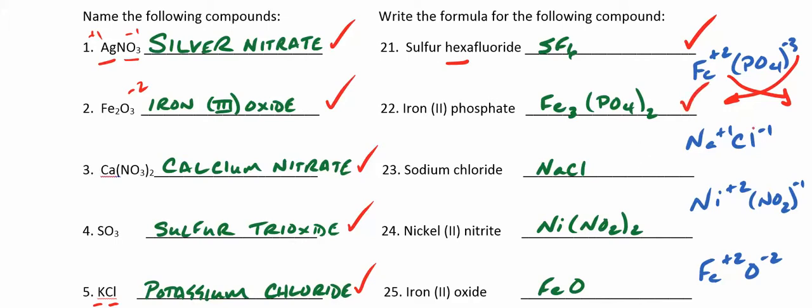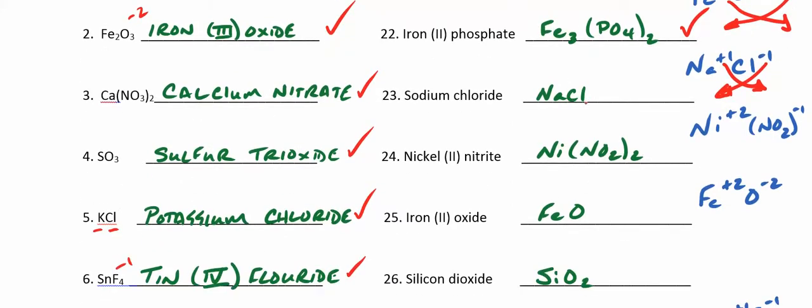Sodium chloride, pretty straightforward. We have +1 and -1. They're going to cancel each other out. There's no need for me to write either the plus or the minus 1, or either one right there. They're going to cancel. Don't put ones as subscripts, so it would just be NaCl for that one.